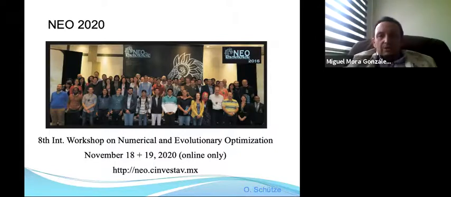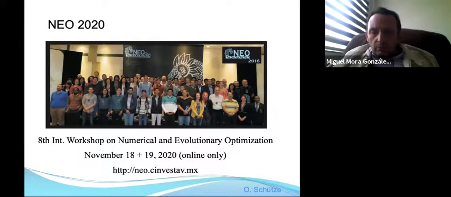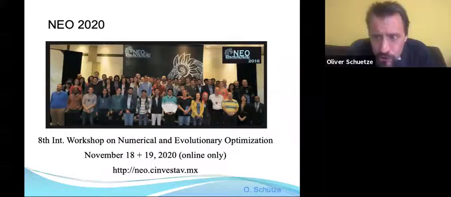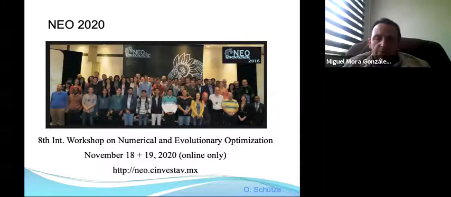Thank you. Thanks, Dr. Schütze. We have questions. One question. What space is more suitable to provide information to Pareto Tracer? Decision space or objective space? Which space is more important? Okay, decision space or objective space?